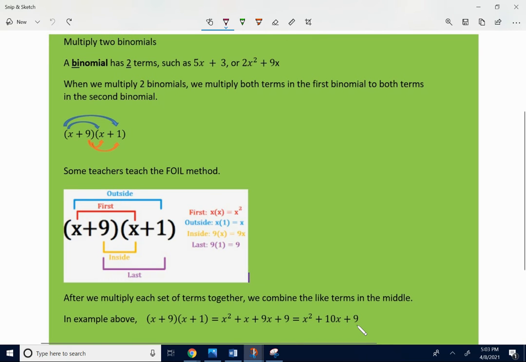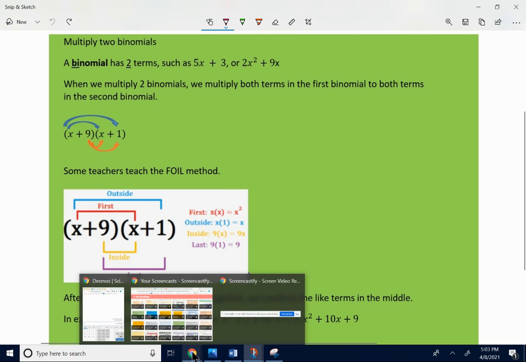When I explain the next problem, I'm going to think FOIL. You don't have to. Ms. Bajaric doesn't like the FOIL method. I'm just going to on this next problem because it makes sense to me.